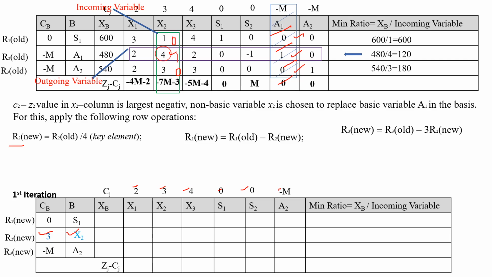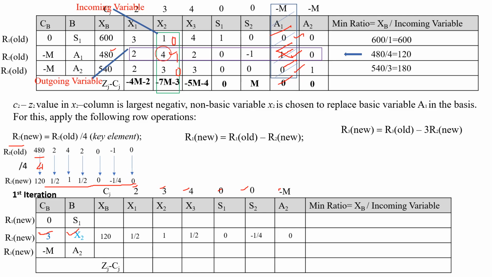So first we have to look for the second row in the new simplex table, that is R2 new equals R2 old divided by the key element. Here the key element is the 4. So we look at the R2 old elements: 480, 2, 4, 2, 0, minus 1, and we remove the A1 column. Next one is the 0. And R2 new equals R2 old divided by 4. Then 480 by 4 equals 120. 2 by 4 becomes 1 by 2. And 2 by 4 becomes 1 by 2. And 0 by 4 is 0. Minus 1 by 4 becomes minus 1 by 4. And 0 by 4 becomes 0. So these same values you have to enter in the R2 row in the new simplex table, that is 120, 1 by 2, 1, 1 by 2, 0, minus 1 by 4, 0.